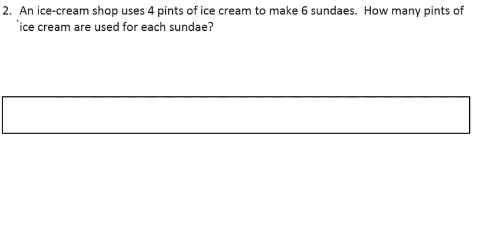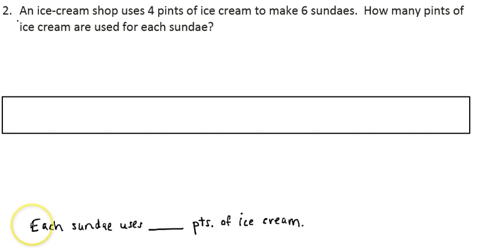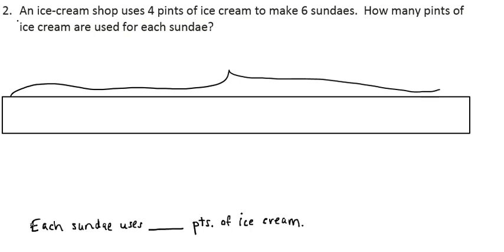The next question says, an ice cream shop uses 4 pints of ice cream to make 6 sundaes. How many pints of ice cream are used for each sundae? Again, I'll start with an answer statement. I'll say each sundae uses blank pints of ice cream. And we're going to start with 4 pints, so that's what I'll show on my tape. So the entire tape is 4 pints of ice cream.